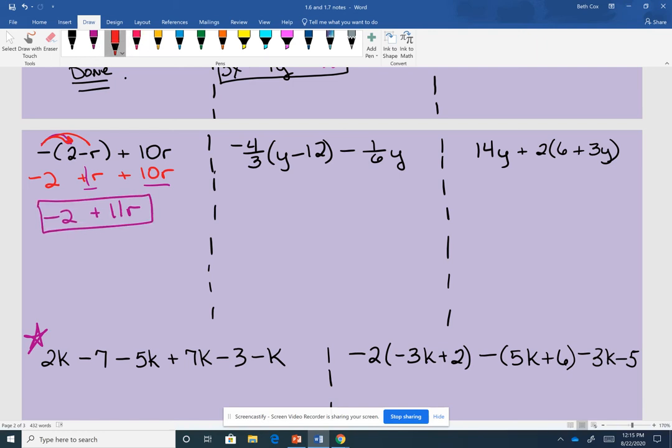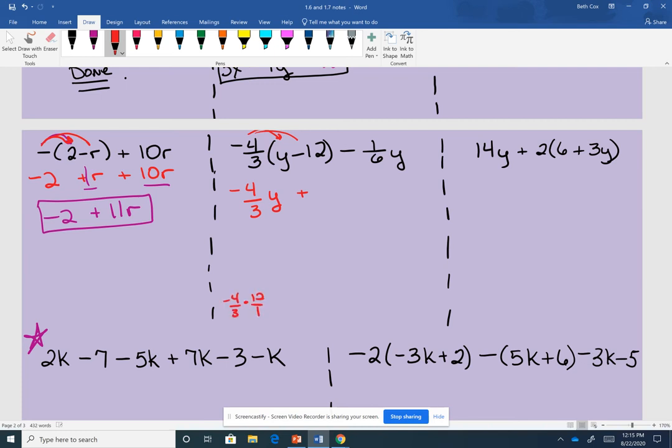I'm going to do this one. Gives me a negative 4/3 y plus, now I got to do my fraction. Again, either scratch paper or calculator, but it's got to be done. I can't ignore it. Seems like I did this problem earlier. So negative 4/3 times 12 over 1.